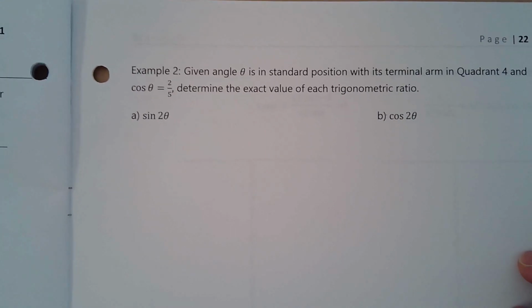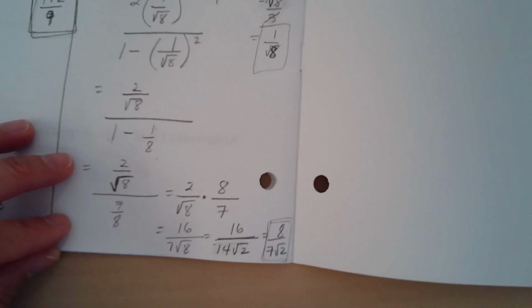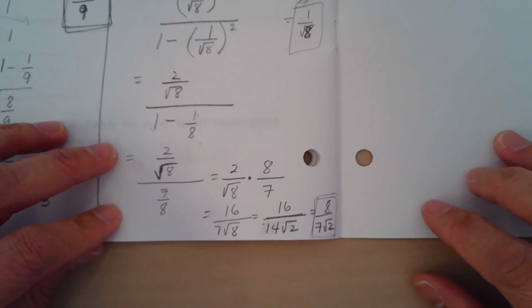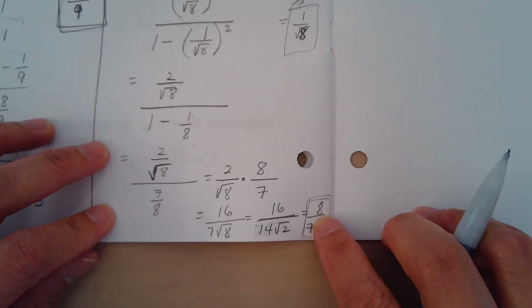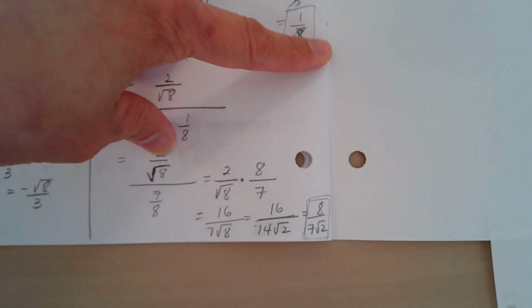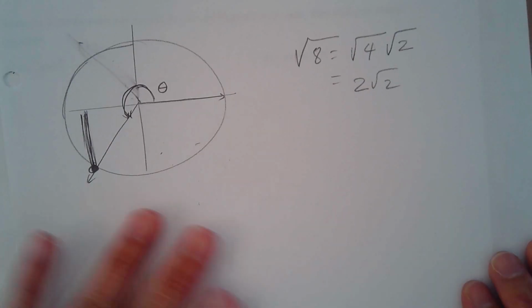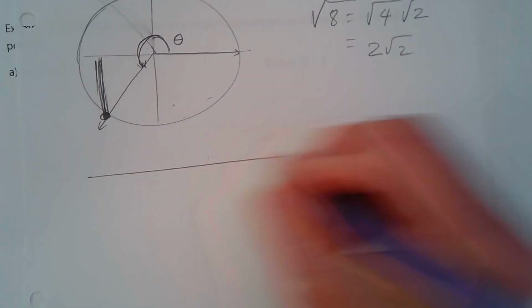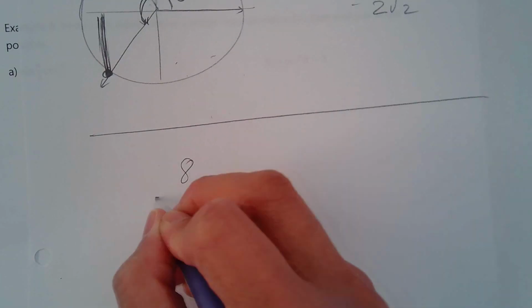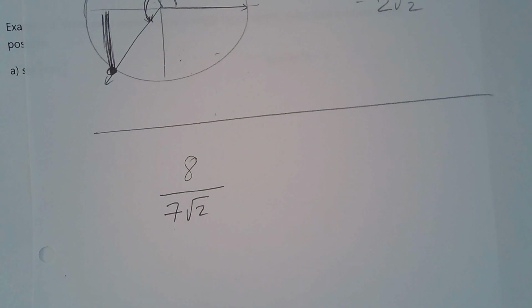Now let's take a look at example 2. You don't need to rationalize it, you're just going to leave it like that? Yeah, we can leave it like that. We can rationalize it if we want to. So let's do the rationalize because I'm totally out of room in here. If you have room, then go ahead and write this down: 8 over 7 root of 2. How do we rationalize this?